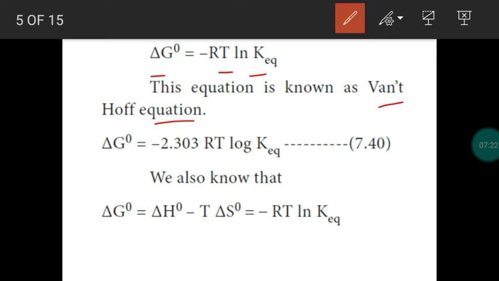Now natural logarithm can be converted into logarithm. For that, we multiply the equation by the value 2.303. So this is the relationship between standard free energy change and equilibrium constant. This is called van't Hoff equation. With the help of this equation, we can calculate standard free energy change if equilibrium constant is known, or else equilibrium constant can be calculated if we know the value of standard free energy change.